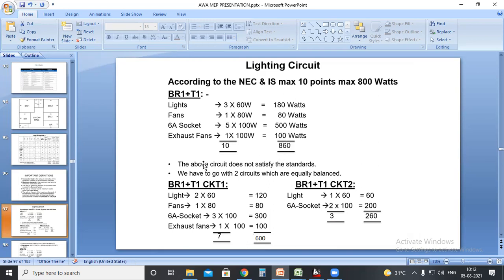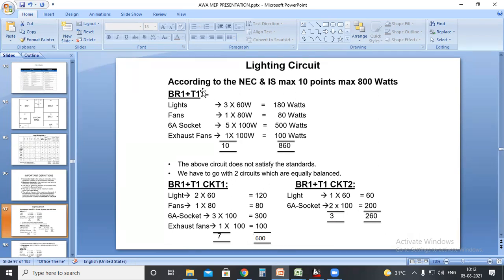So they're saying the above circuit does not satisfy the standards. So what was the standard? 10 points and 800 watts. Here an extra 60 watts has come. So this does not satisfy the standards. So here we have to go with two circuits which are equally balanced.